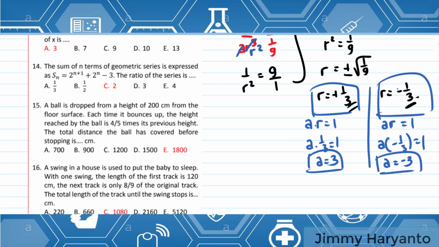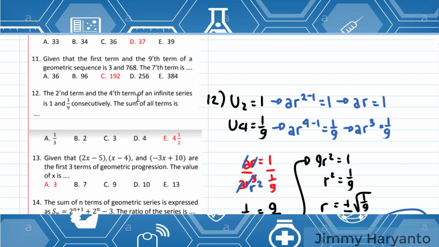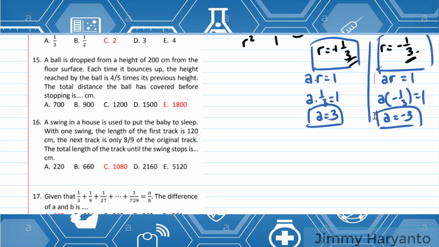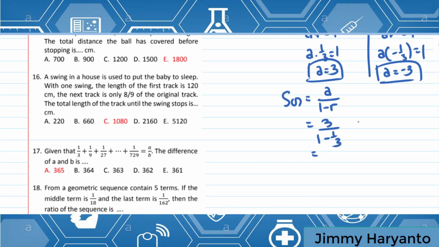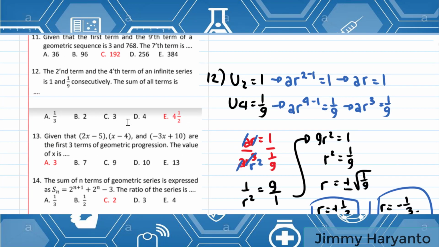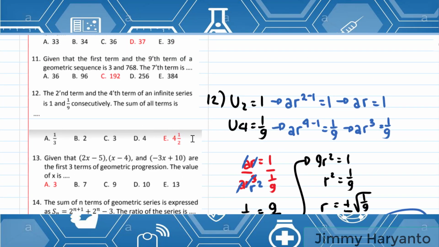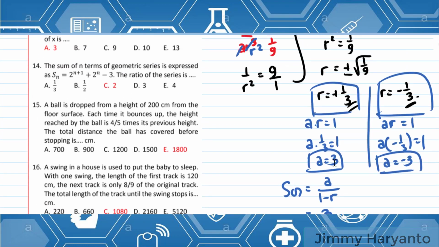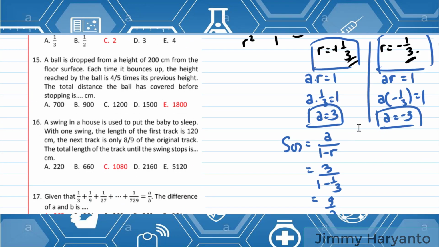There you go, guys. Okay, the question wants us to find the sum of all terms. The sum of all terms means I have to find S infinity, because it's an infinite progression. a over 1 minus r. a is 3 over 1 minus 1/3. The result is 9/2. 9/2 is 4.5. We already get the answer, so we don't have to calculate this one.